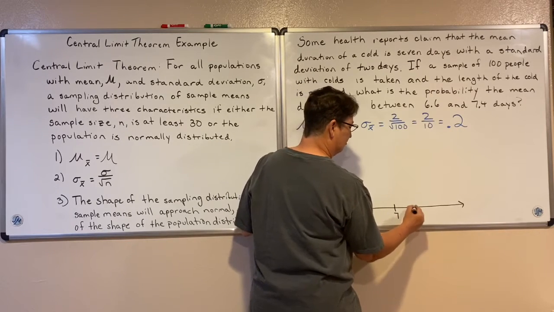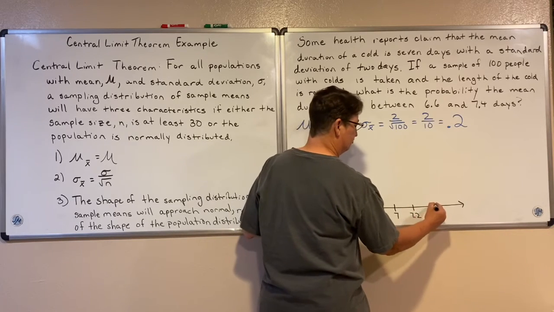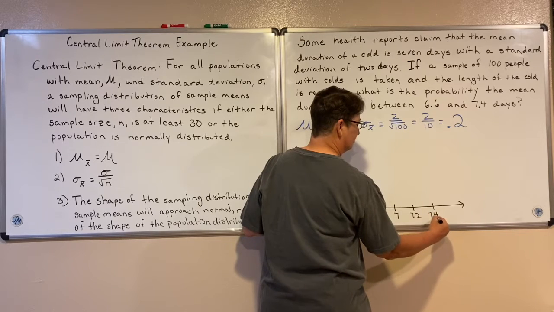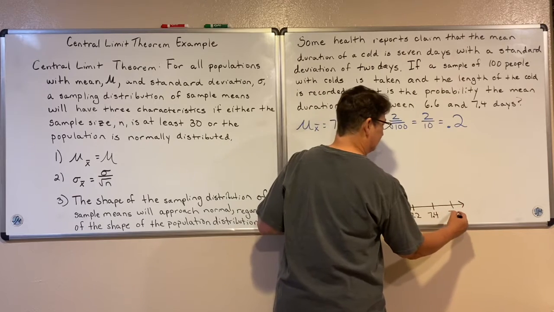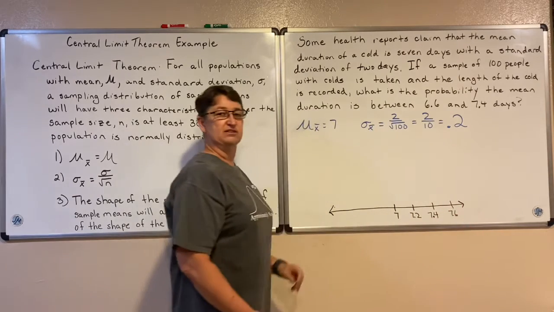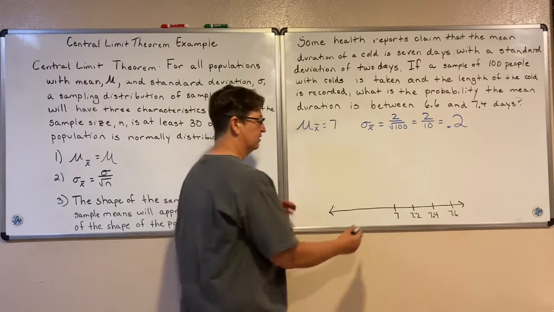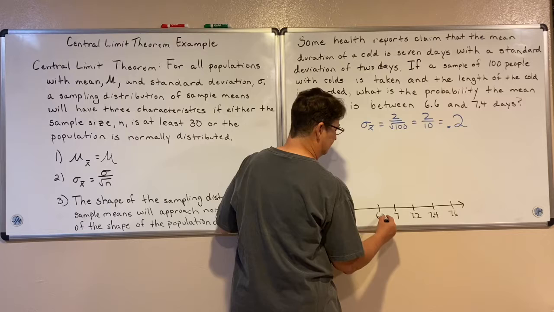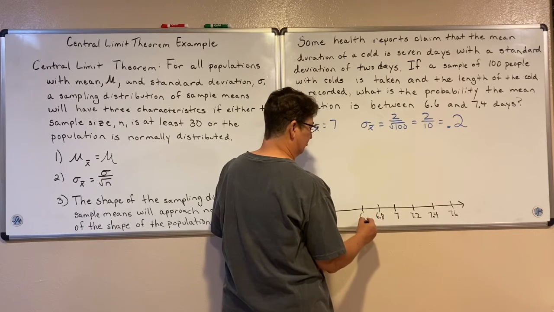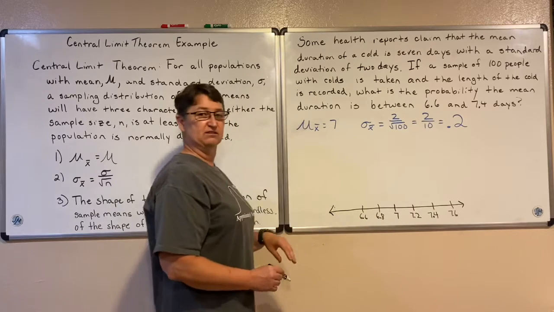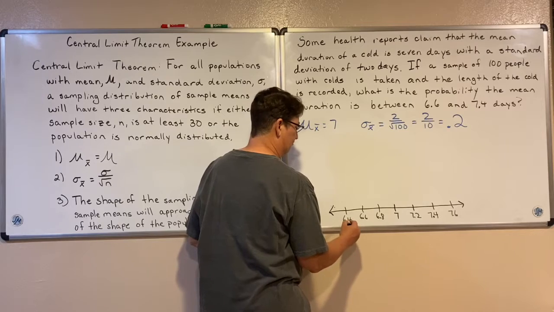So I'm going to count up 2/10. So to 7 and 2/10, count up another 2/10, 7 4/10. I'm 2 standard deviations up. One more standard deviation, and I'm up to 7 6/10. That's 3 standard deviations above the mean. If I count backwards, I'm at 6 8/10. That's 1 standard deviation below the mean. Count back 2 standard deviations below the mean, and we're at 6 6/10. And back 1 last deviation, and we're at 6 4/10.